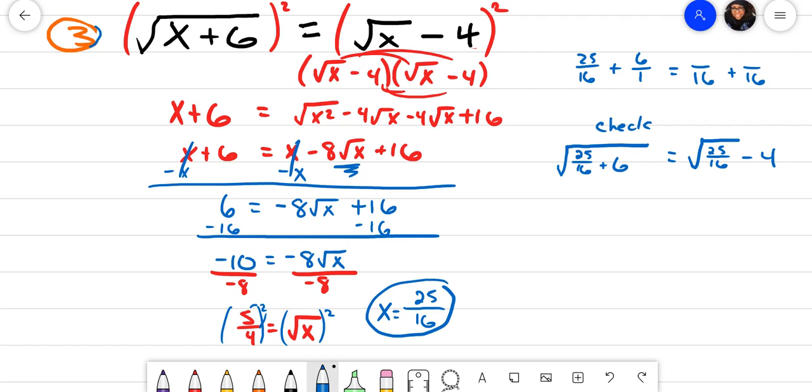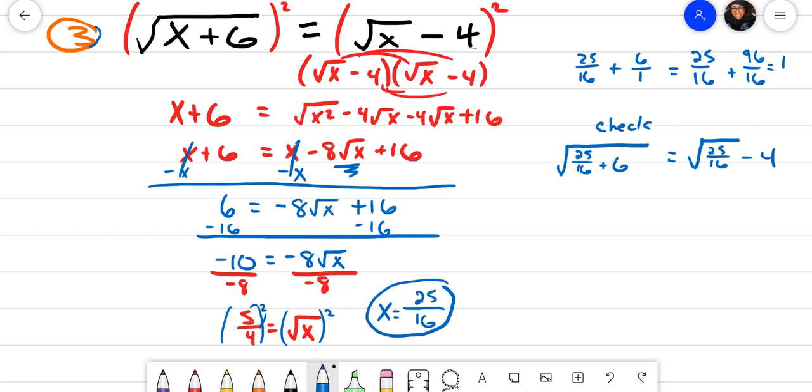Sorry, I'm trying to find my calculator. All right. And then 16 times 6, it should be 98. 16 times 5 is 80. I'm sorry, 96. That's still 25. All right. So then I'm going to go ahead and add those together. When I add those together, I'm going to get 121 over 16.